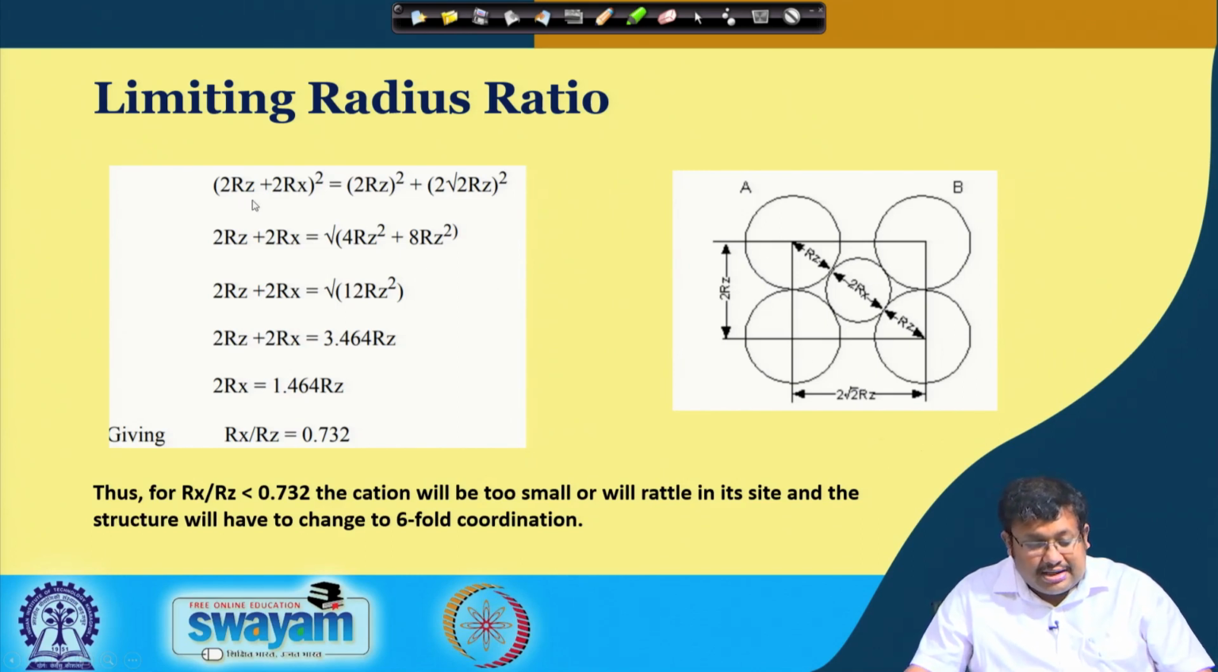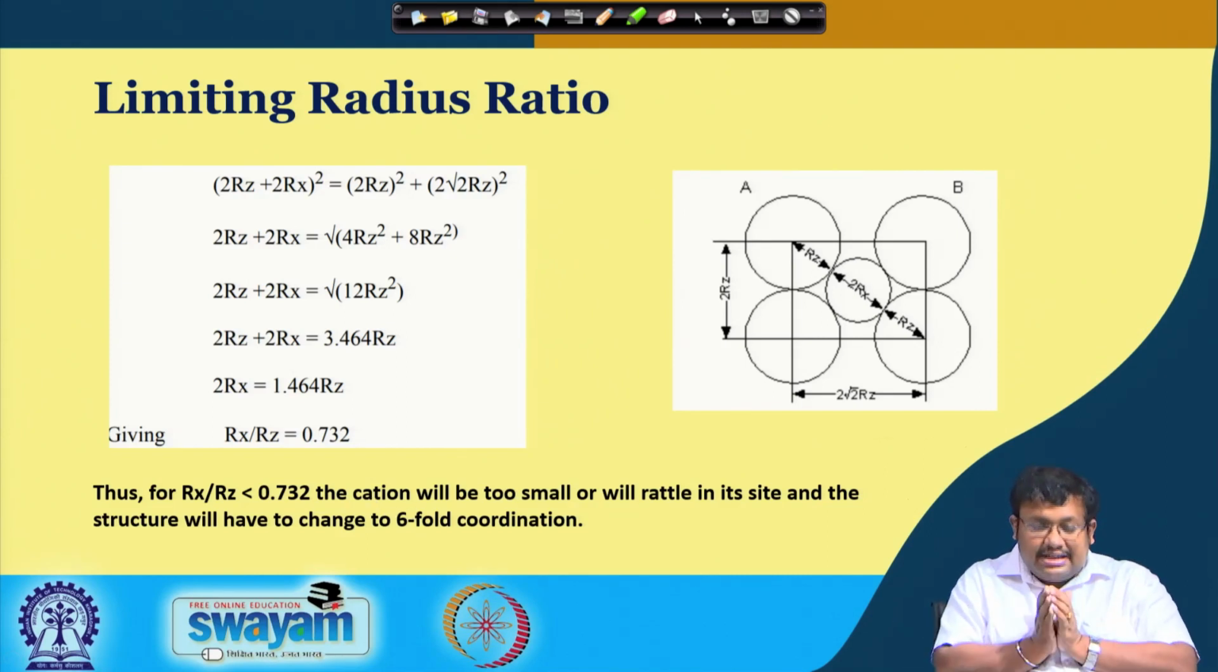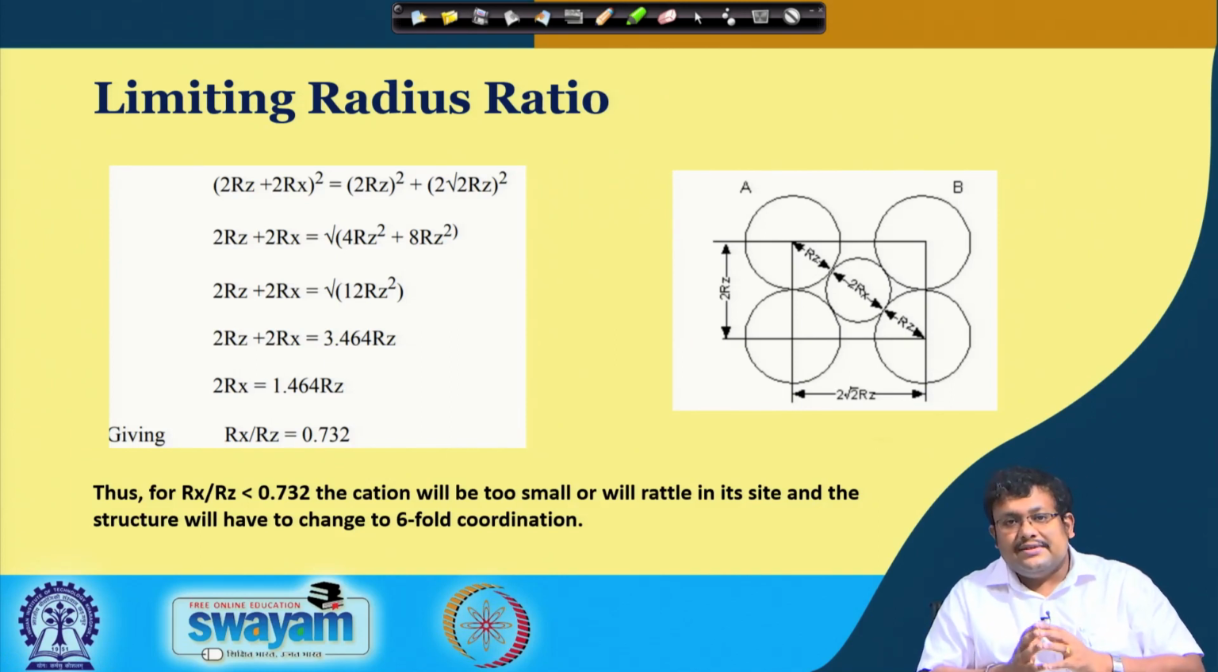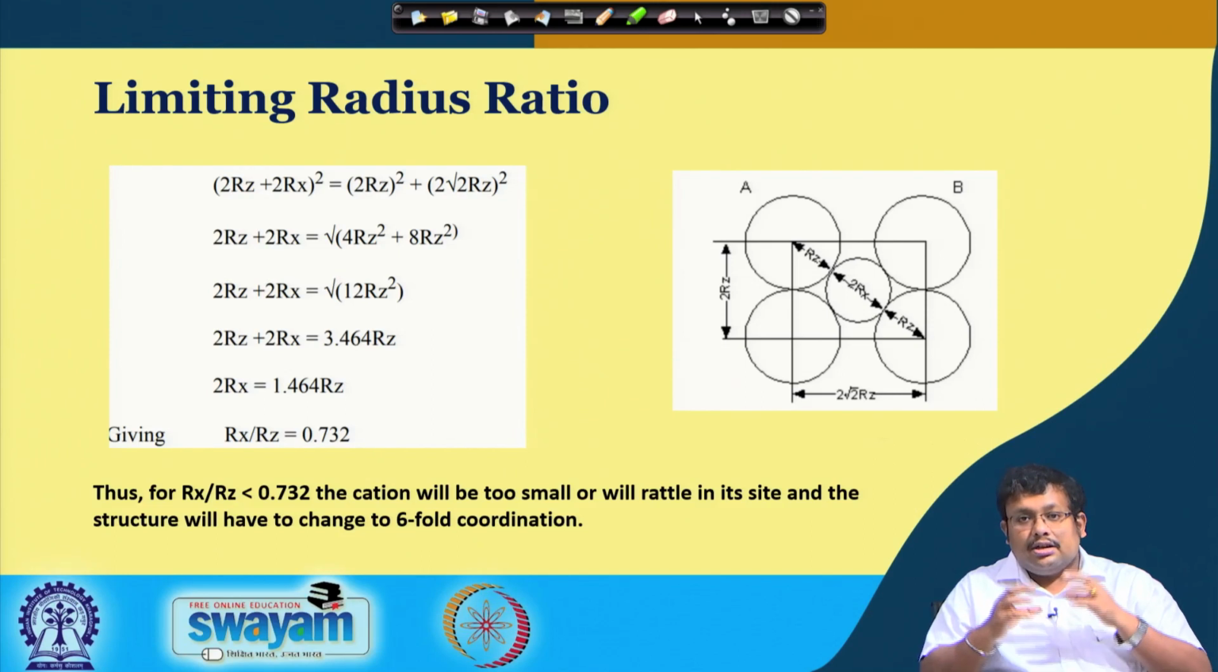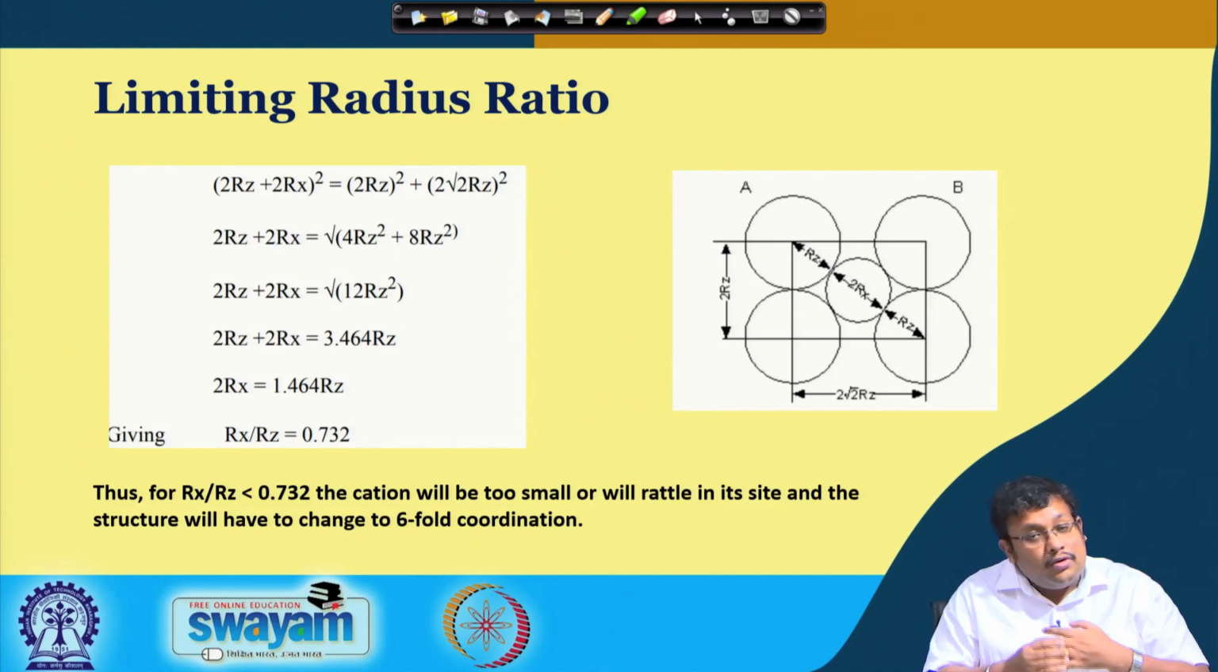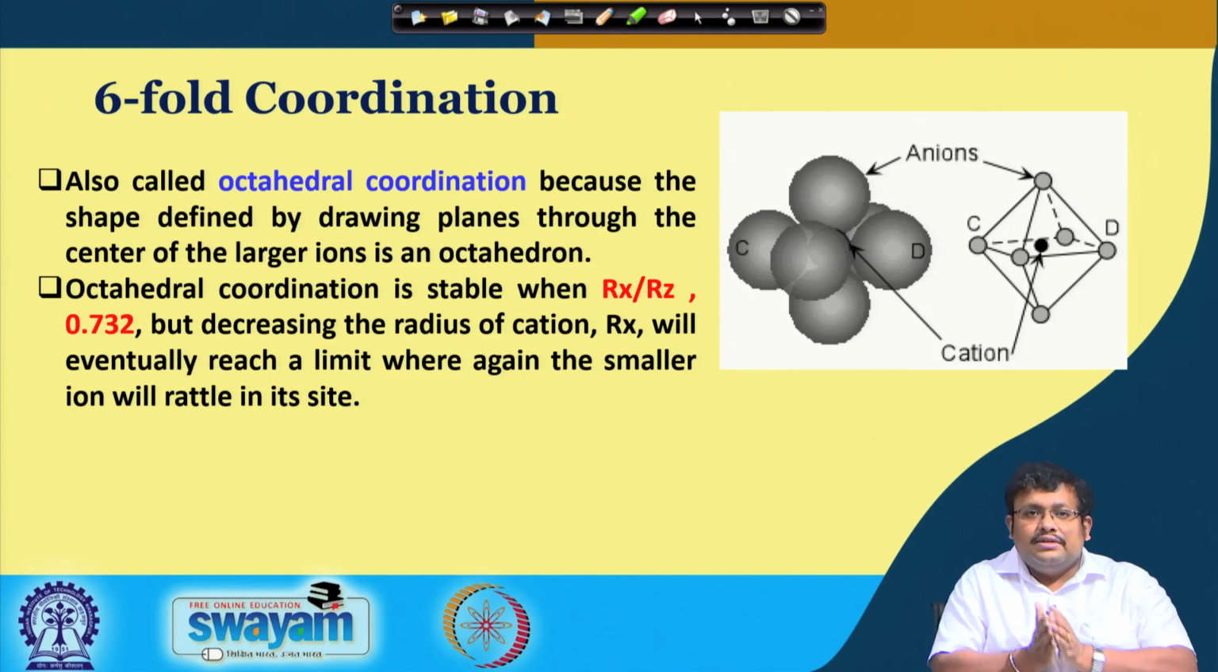So, as you can see, 2 Rz plus 2 Rx, which is the total distance, is the summation of these two terms, squared. If we simplify that, we will get this Rx by Rz value of 0.732. So, if the radius ratio goes below this value of 0.732, the cation will be too small and will rattle in its site, and the structure will no longer be stable, and it will change to the 6-fold coordination. This is the implication of this no rattle limit.